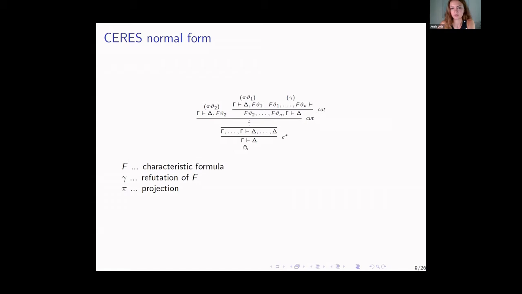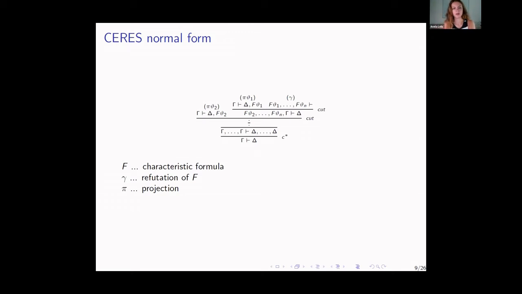So this is the CERES normal form. And now if we wanted to extract Herbrand sequence, a very straightforward approach would be to just consider the n sequence, so all the formulas occurring in the n sequence. And then for each formula occurring there, if it's not quantifier free, we trace it back in the proof tree until we reach an ancestor that is quantifier free. And this is just an algorithmic approach to extracting Herbrand sequence.